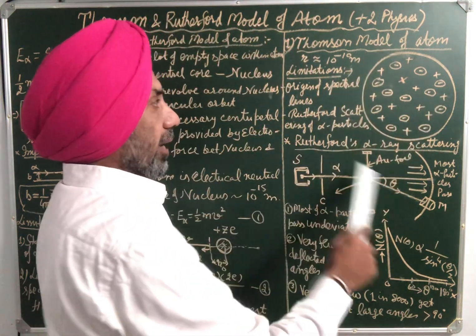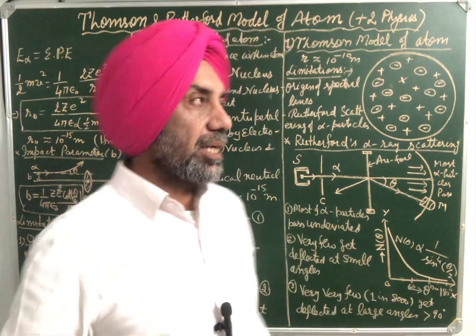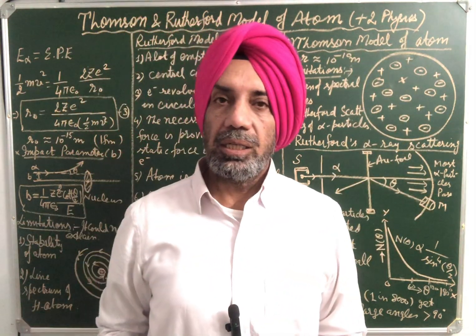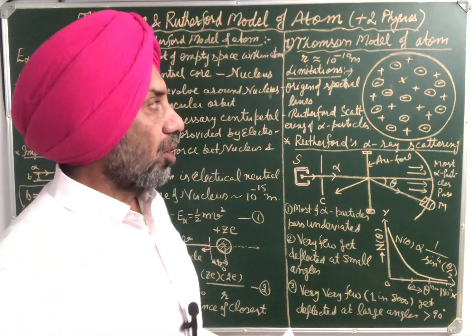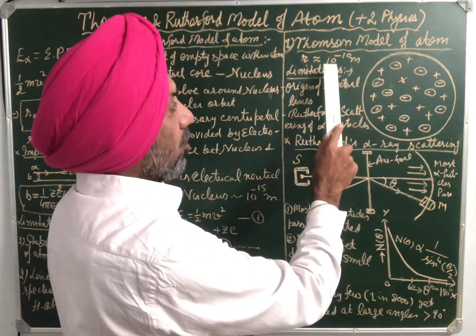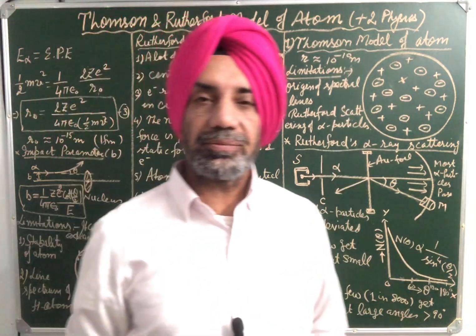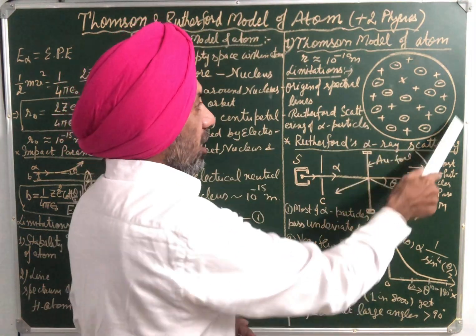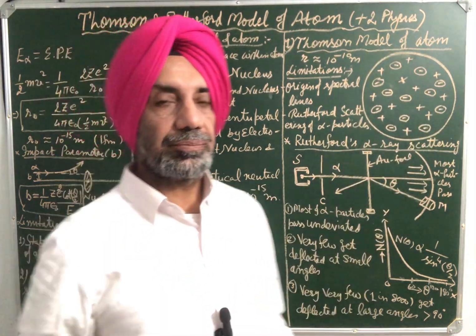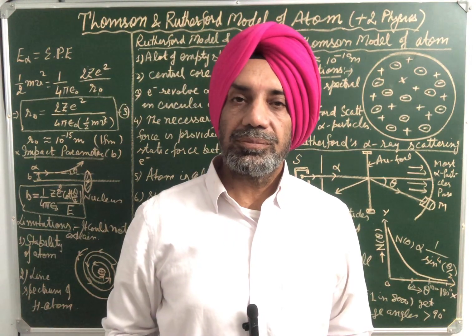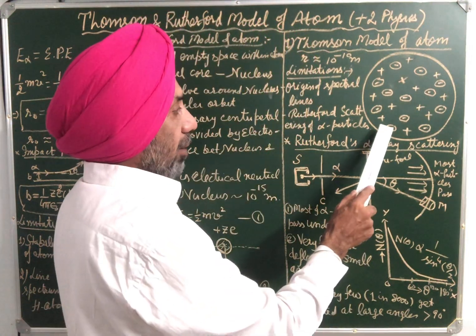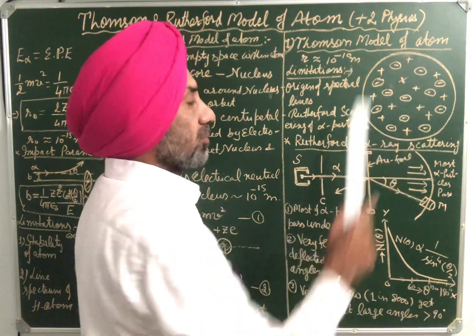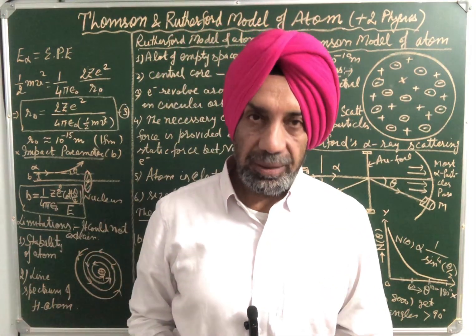According to Thomson model of atom, each atom consists of a positively charged sphere of radius of the order of about 10 raised to minus 10 meter, which is responsible for almost entire mass of the atom. And the electrons are embedded just like plums in pudding or seeds in watermelon.